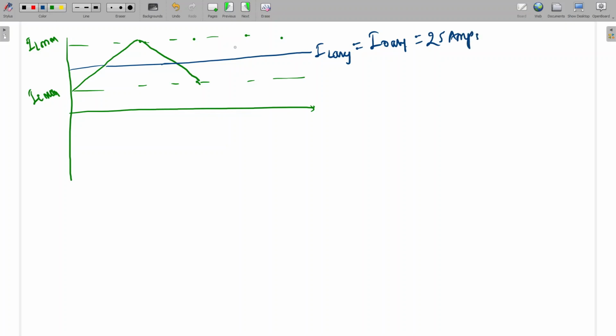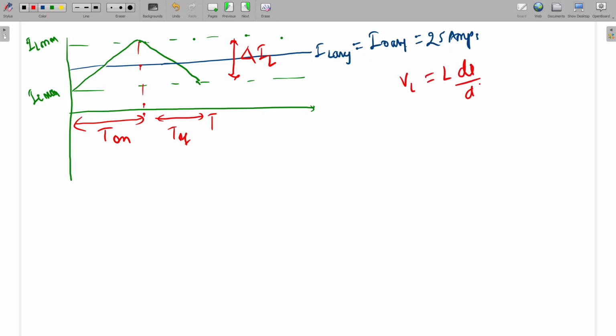Now we can calculate this ripple value. This is the delta IL. So how can we calculate this ripple? This is the on time, T on, and this is the off time, T off, and up to here is the total time period. So this formula we can apply: VL is equal to L into di by dt. So di by dt, what will it be? di by dt is equal to VL by L.